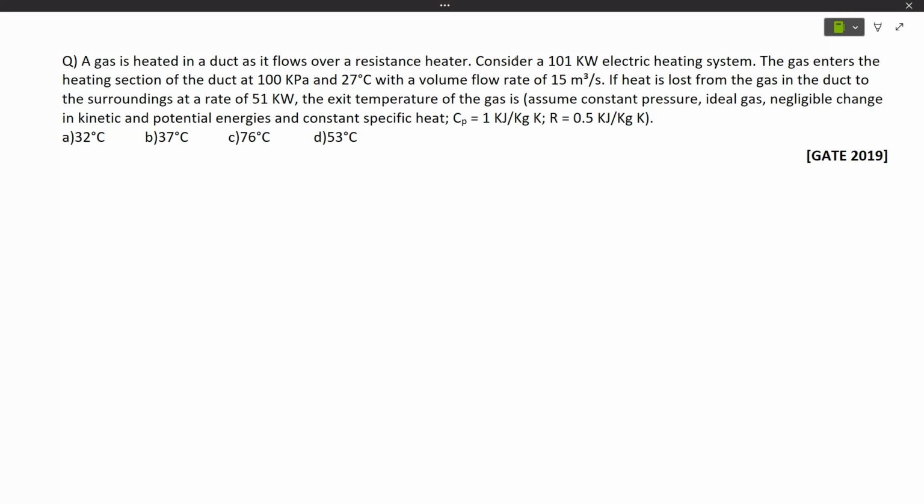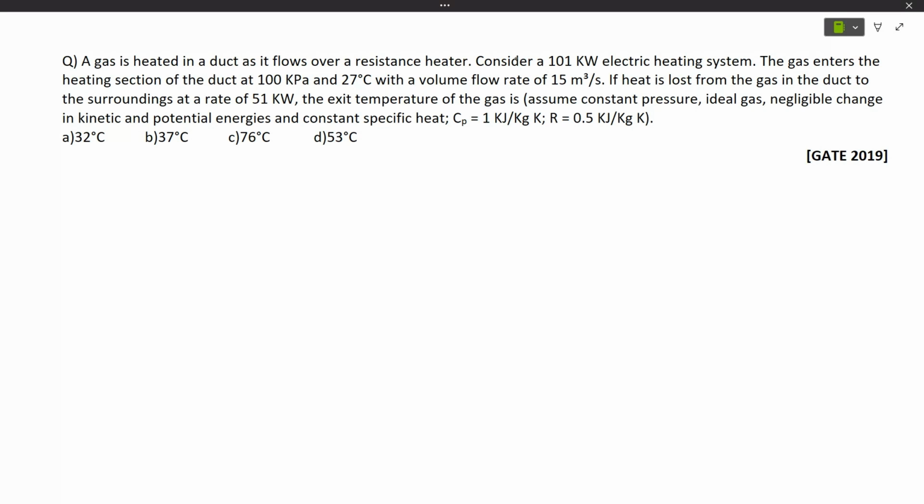Numerical Series 3. A gas is heated in a duct as it flows over a resistance heater. Consider a 101 kilowatt electric heating system. The gas enters the heating section of the duct at 100 kilopascal and 27 degrees Celsius with a volume flow rate of 15 meter cube per second.